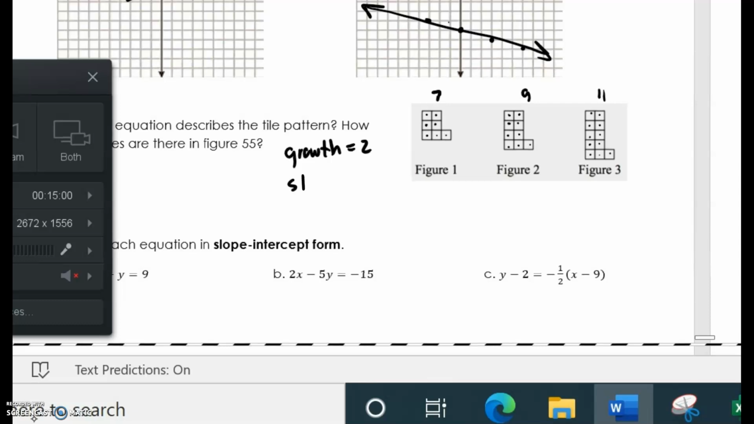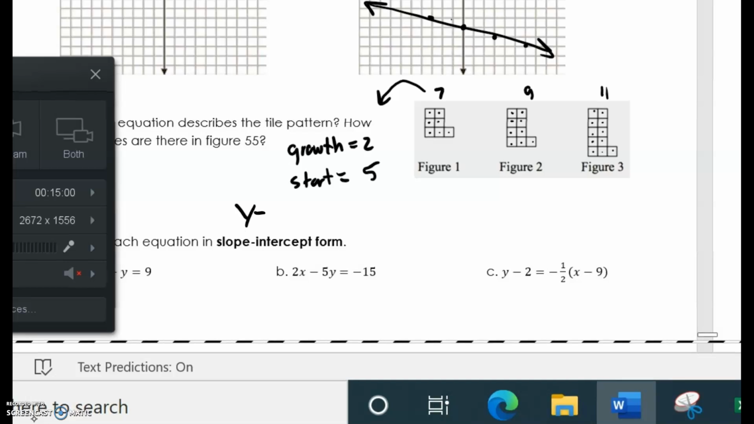And then what does it start with? And remember that when we talk about start, we don't want figure 1, we want figure 0. That's the starting point. So if it's growing by 2, if I subtract 2 off from figure 1, I know that there's 5 in figure 0. Okay, so now my equation is y equals, growth is like the slope, so 2x, and the start is like the y-intercept, plus 5. So that's the first part done.